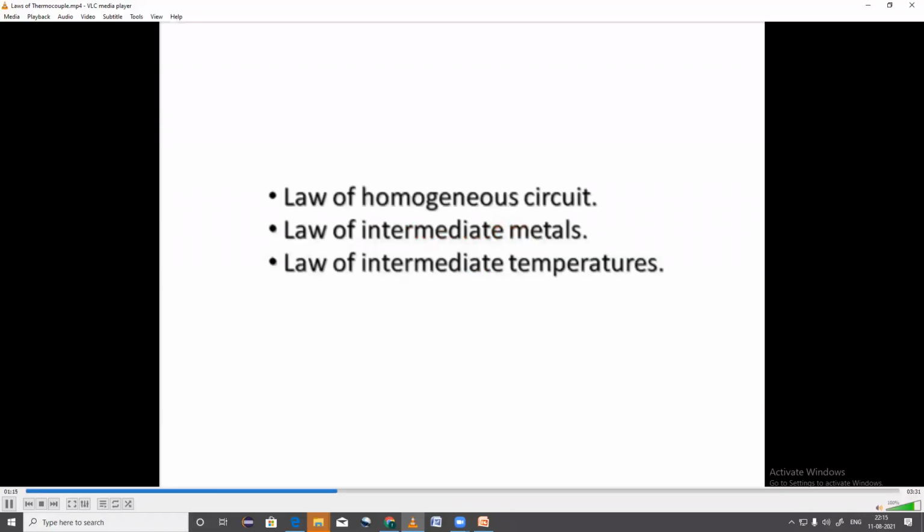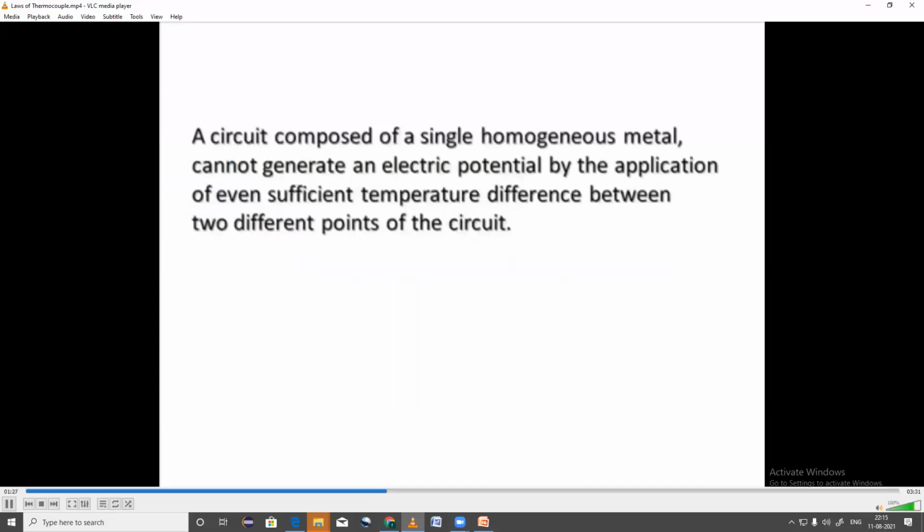We have three different laws of thermoelectric circuits. These laws are known as the law of homogeneous circuit, the law of intermediate metals, and the law of intermediate temperatures. The first law, homogeneous circuit, states that a circuit composed of a single homogeneous metal cannot generate an electric potential by the application of even a sufficient temperature difference between two different points of the circuit.